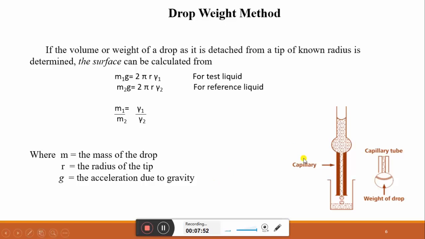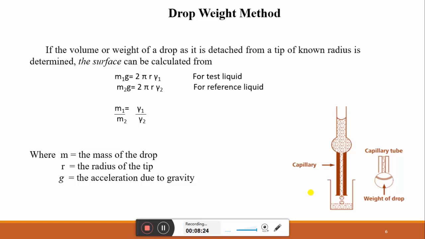In the drop weight method, we use an instrument called the stalagmometer. A stalagmometer is basically a glass capillary which consists of a bulb-like structure, and when we allow liquid to flow from one mark to another mark, and if we count the weight of a drop or the number of drops, we can measure the surface tension of a liquid. This method can be used for measurement of surface tension.